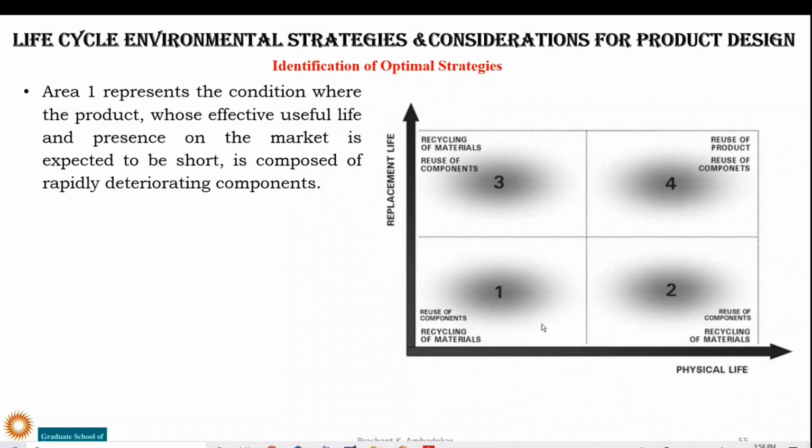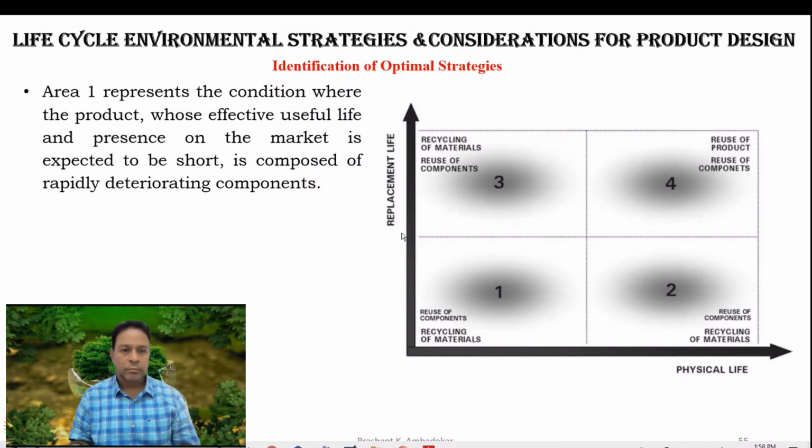Whose effective useful life and presence on the market is expected to be short. Mobile phone, for example. Its replacement life is say 3 years. So this is representing 3 years. So why make a mobile with such costly material that it will last for 10 years? Make a mobile phone which can last for around 3 years only. If you are adding more material, heavy material, costly material in it, what will happen? Its physical life is still there, but its replacement life is over. So then that part we should go for recycling. If it falls in this region, that is what is said here.